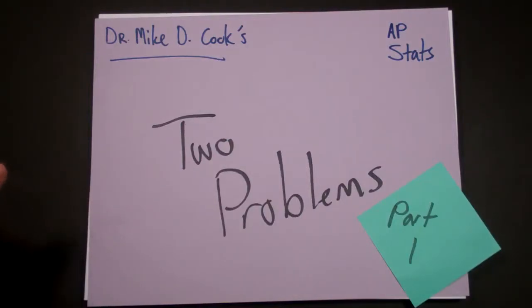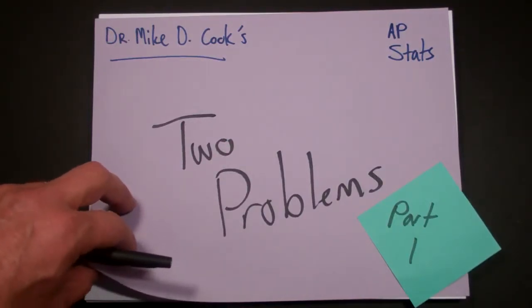This is the first in a series of videos looking at two problems in AP Statistics. So let's just start off with an example. And first let's set up the situation for both of these problems. So let's say you're at a college. Let's say you're at a large Midwestern university.